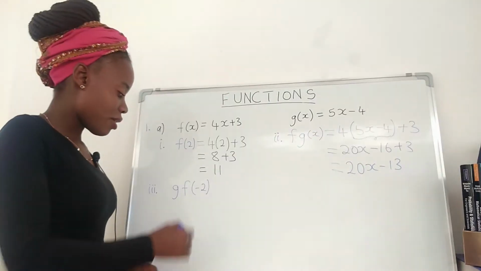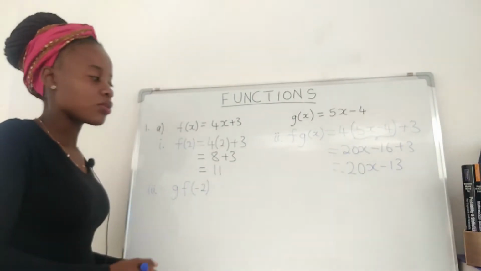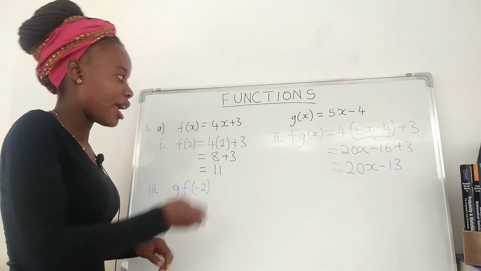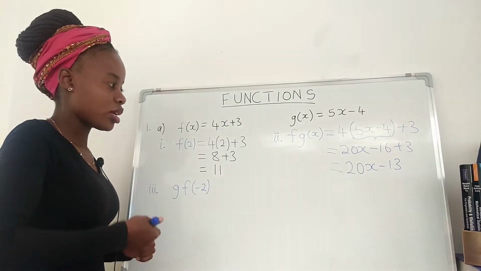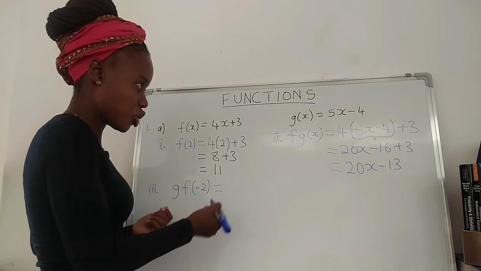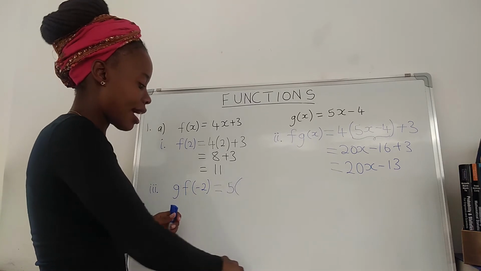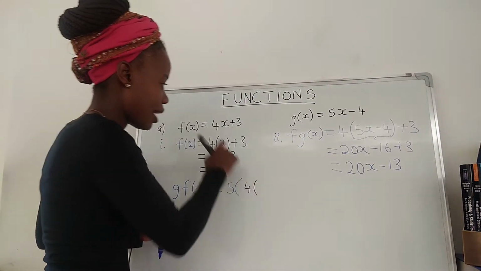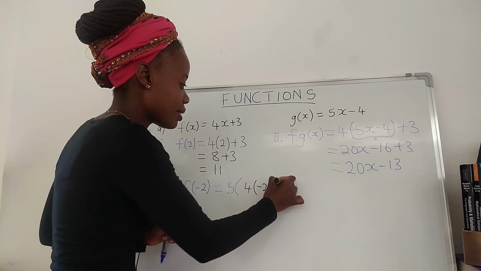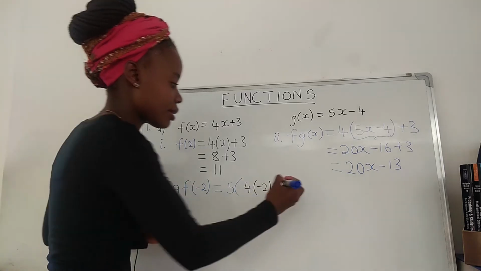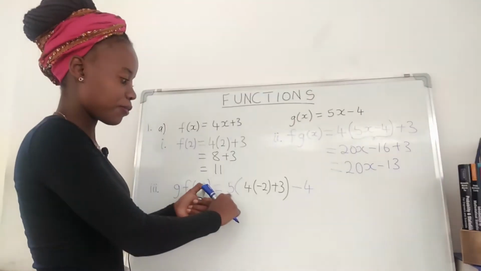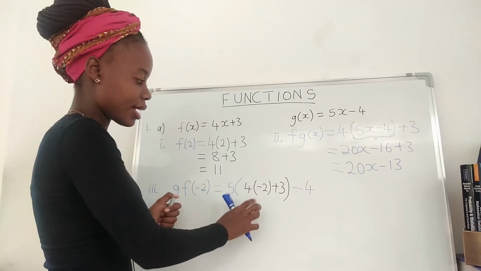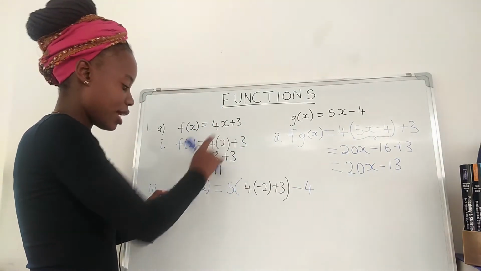So, Roman figure 3, we have g of f of negative 2, okay? So, where we see x in g of x, we substitute the whole of f, okay? And where you see x in this one, you use negative 2, okay? So, we are going to have 5, and x, we substitute f of negative 2. So we're going to have 4, our x is negative 2, plus 3, minus 4, right? So this is 5x minus 4. Where you see x, we substitute 4x plus 3, and where you see x, we substitute negative 2.